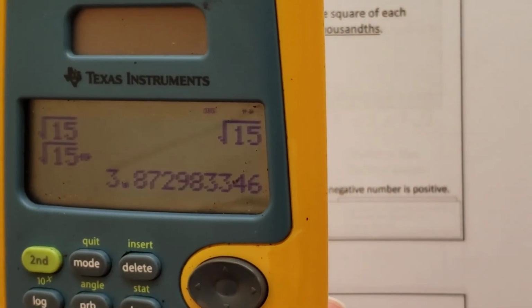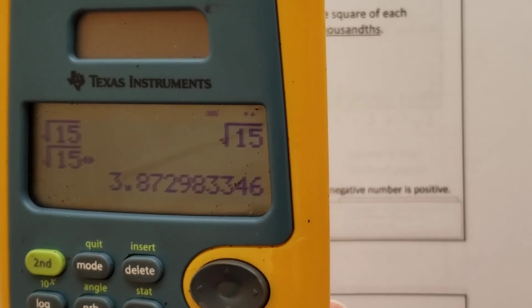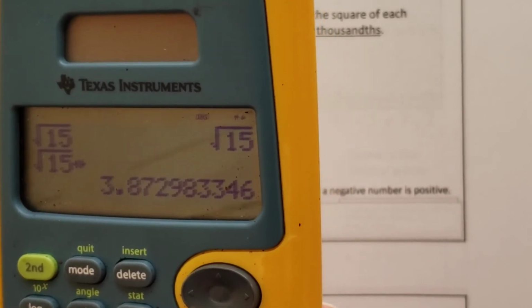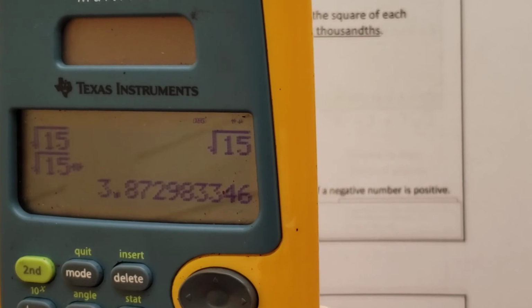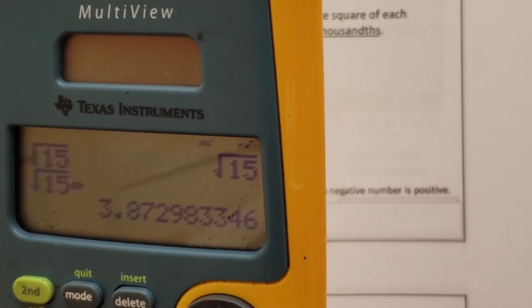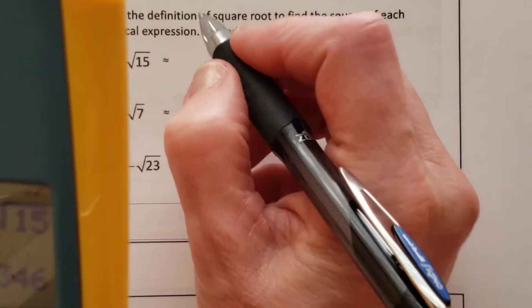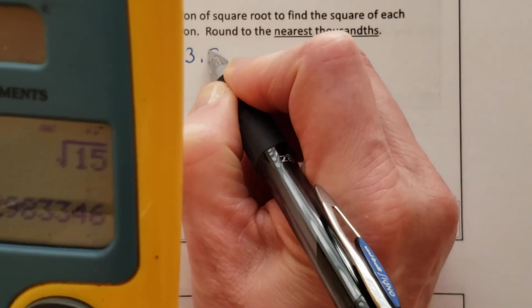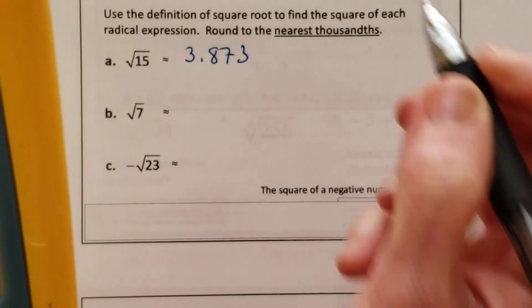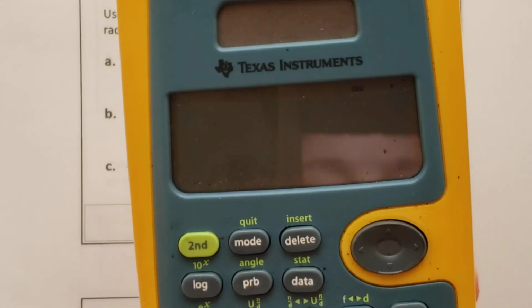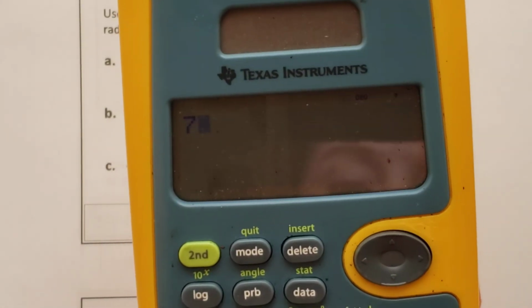It says the nearest thousandths. So the 2 is in the thousandths place. So you're going to look to the right of the 2, which is a 9. And a 9 turns a 2 into a 3. So this answer is 3.873. The next one is asking what is the square root of 7.